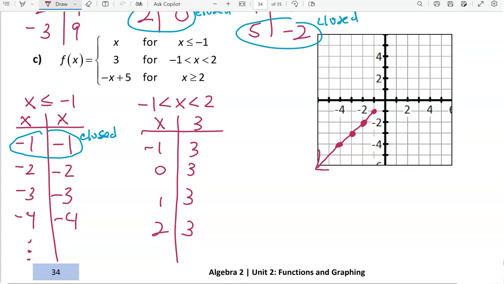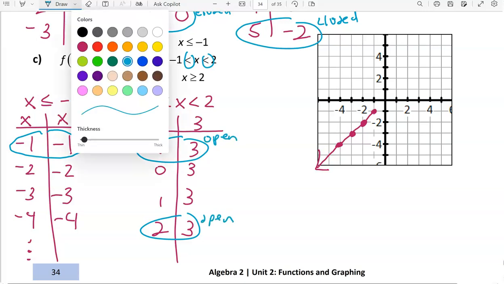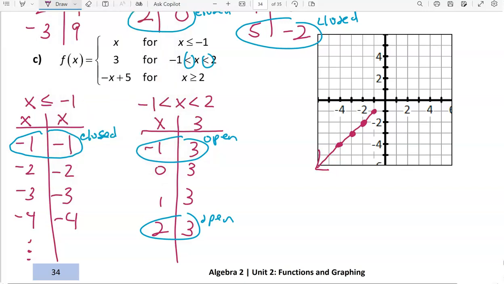By the way, this one, neither endpoint is included. We don't have or equal to's in that interval right there, so both of these endpoints of this interval will be open circles, indicating that the point is not included in the graph. So negative 1 comma 3 is open, 0 comma 3, 1 comma 3, 2 comma 3 is also open, so the endpoints of that interval are not included.